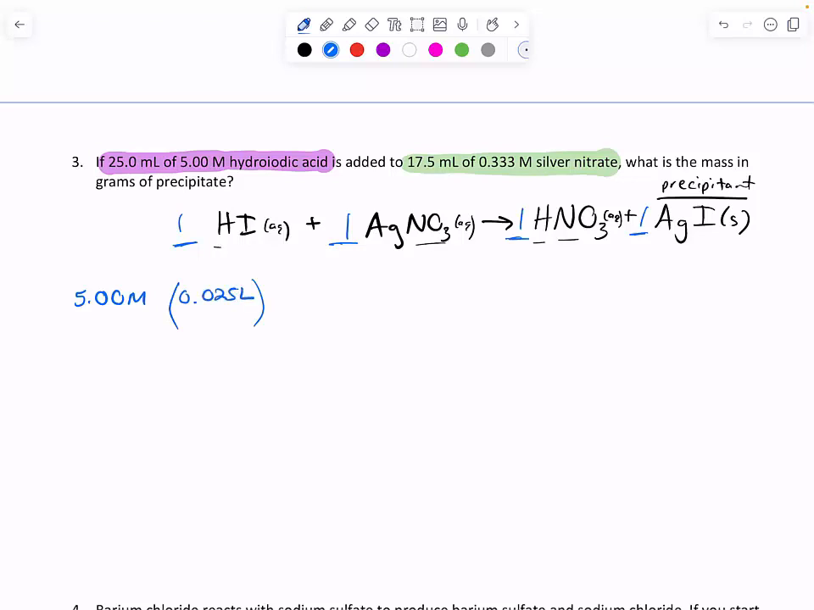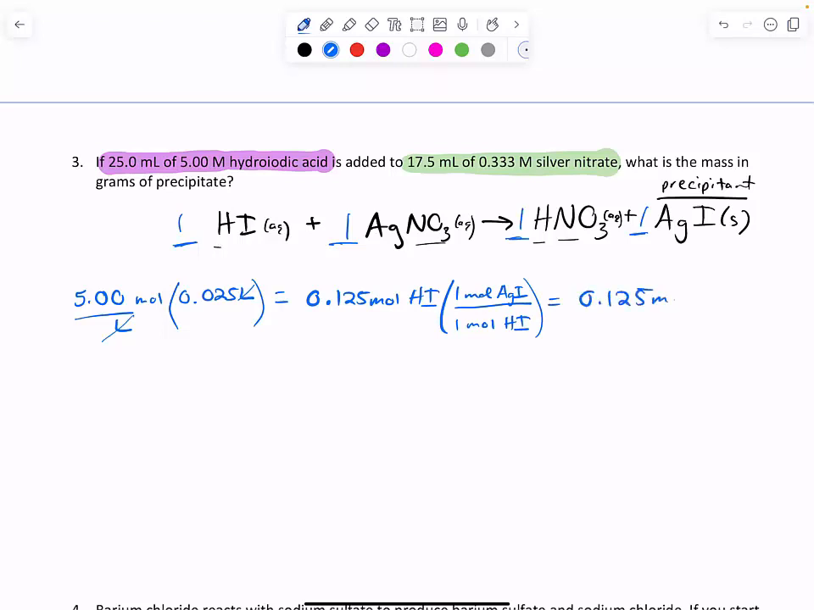And how do I know that that's multiplying? Well, I know molarity times volume gives me moles. Or remember, molarity is the same thing as moles per liter, and you're trying to make these liters cancel out, leaving you with moles. So that is 0.125 moles of HI. All right. And once again, it is all 1 to 1, but I might as well show my work, get yourself those points. I need to convert from moles of hydroiodic acid to moles of silver iodide. And so that's going to give me 0.125 moles of silver iodide. And then let's do the next one.